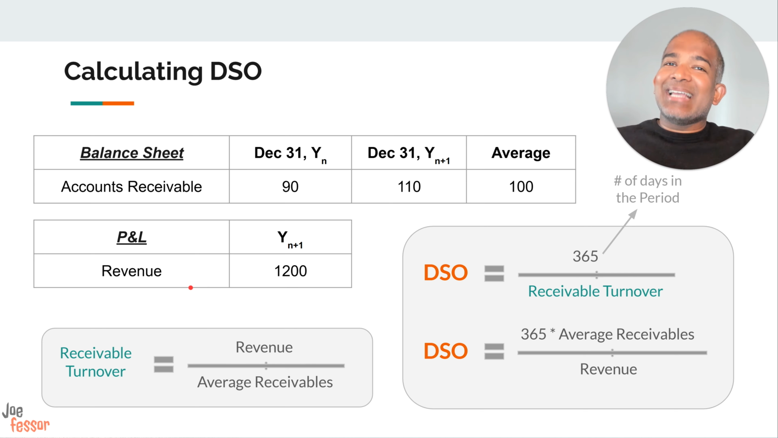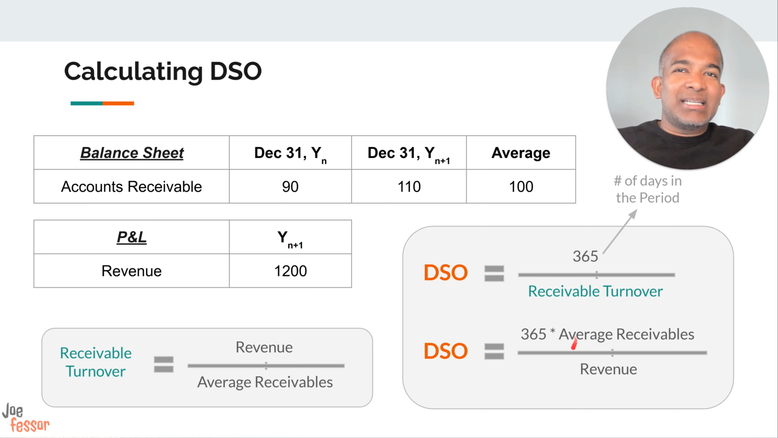Now let's calculate DSO. First, we calculate receivables turnover. As we discussed earlier, receivables turnover is calculated by dividing revenue by average receivables. In this case, 1200 divided by 100, which equals 12. DSO is then calculated by dividing the number of days in the period, which is 365 for a year, by the receivables turnover. So 365 divided by 12 gives us a DSO of approximately 30 days.